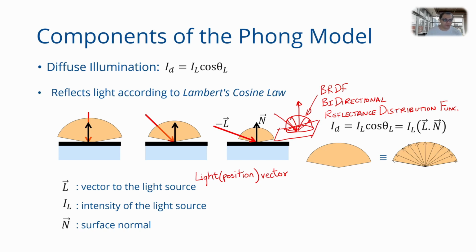And how do you compute it? You compute it as IL. IL is the illumination that the incoming light carries times cos theta L. And this cos theta L is also known as Lambert's cosine law. Therefore, ideal diffuse surfaces are also called Lambertian surfaces because they follow Lambert's cosine law.